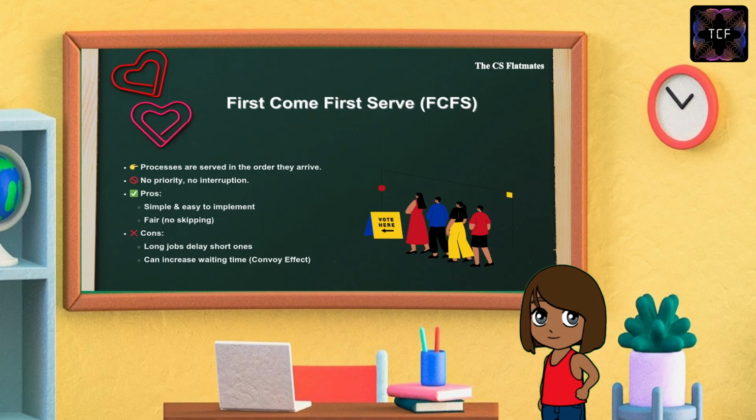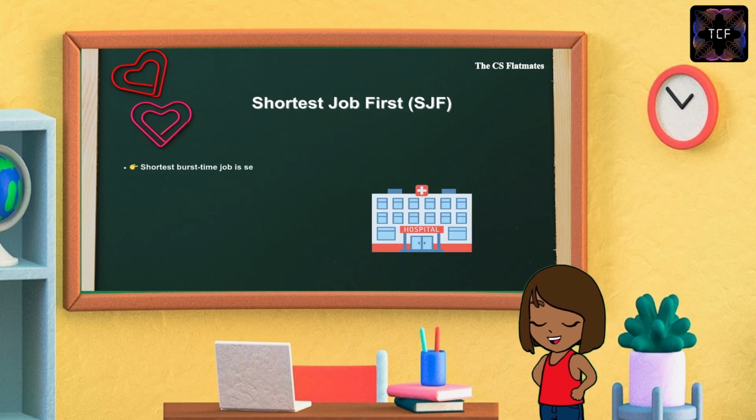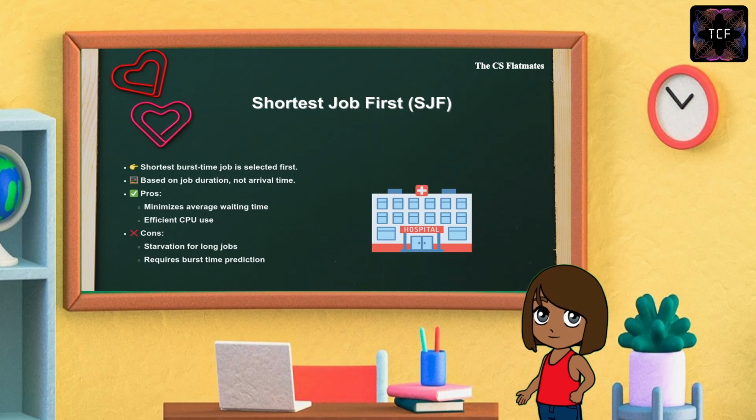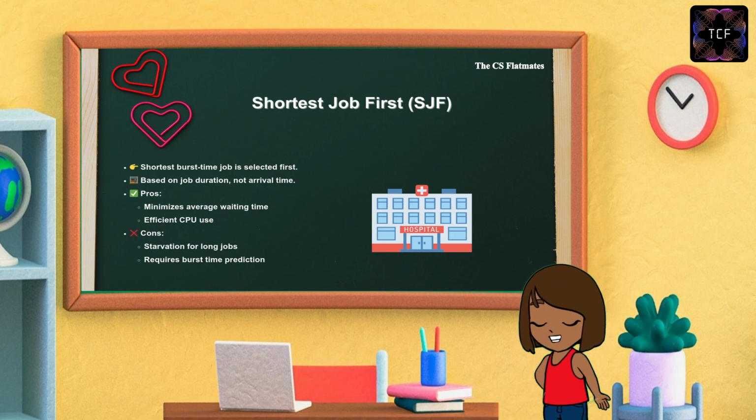Poor average waiting time. Second one, shortest job first or shortest job next. How it works: pick the process with the smallest burst time or shortest work first. Real life example: at a hospital emergency room, small injury patients are treated faster. Major surgery patients wait longer. Pros: minimizes average waiting time. Cons: hard to predict the exact process length beforehand. Starvation: longer jobs might never get a chance.